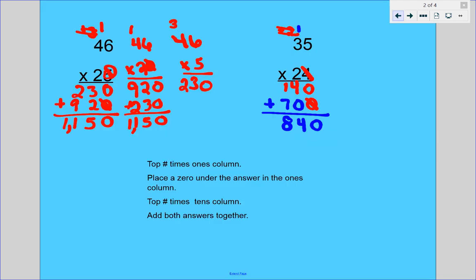Now if we go back to the page before, I had 35, which rounds to 40. I have 24, which rounds to 20. I drop my zeros, put them back on, and I have 800. And my answer was 840.